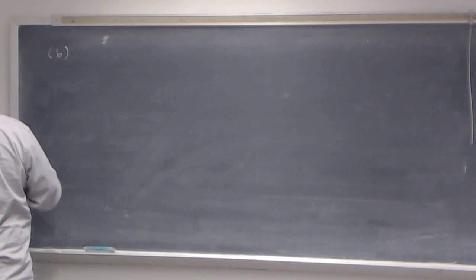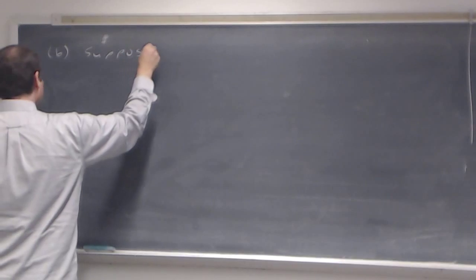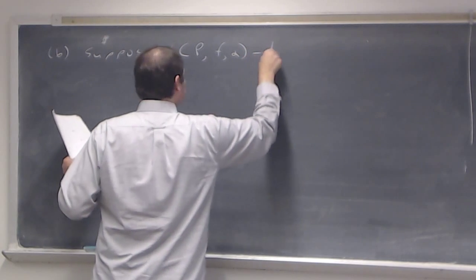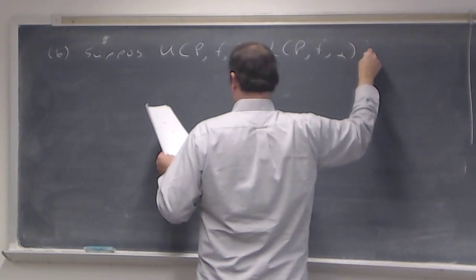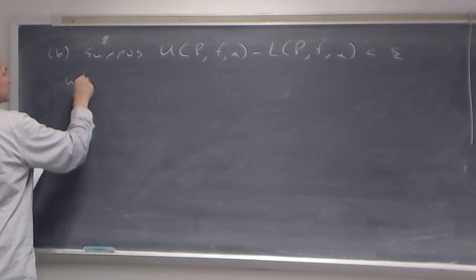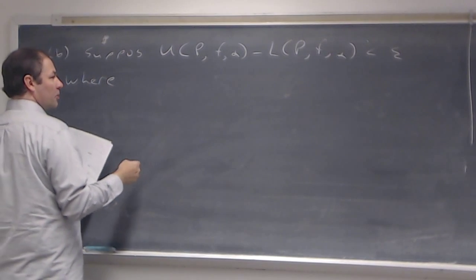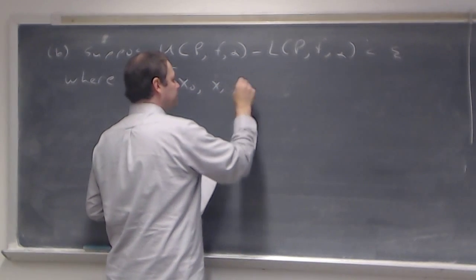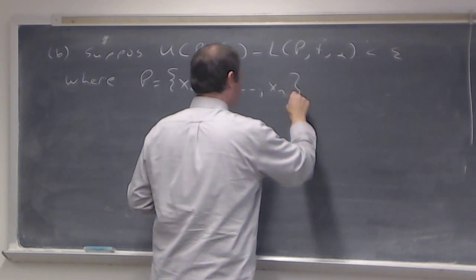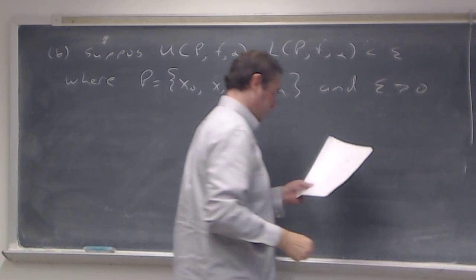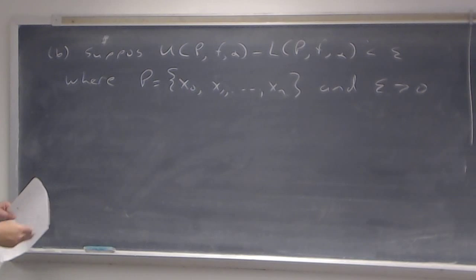Part B, we suppose that the upper sum minus the lower sum is less than epsilon, and we're going to say this is for a partition here, and our partition we're going to note as x of 0, x of 1, all the way up to x of n. And we have that epsilon is greater than 0. So we're assuming that this is happening.